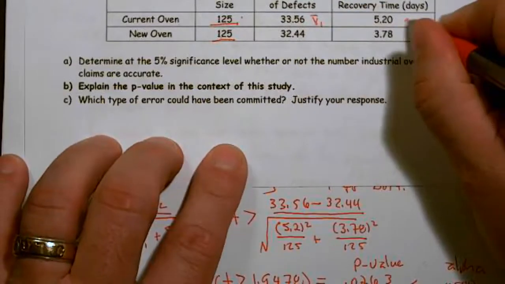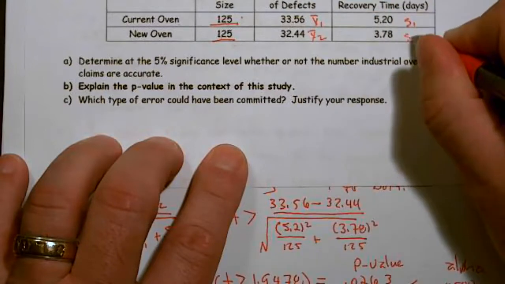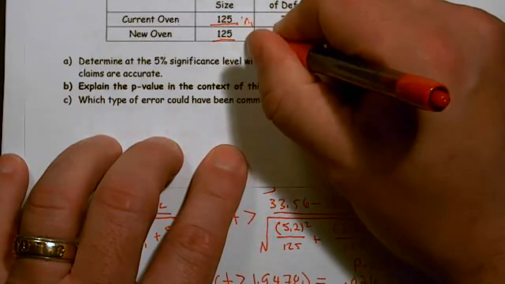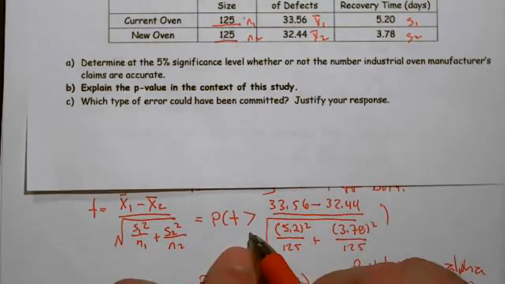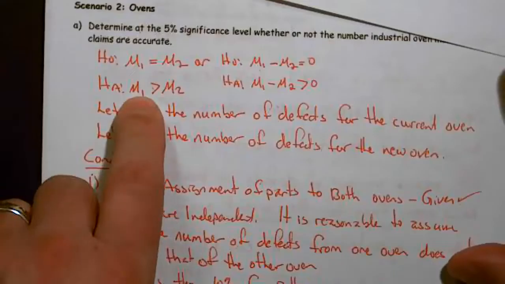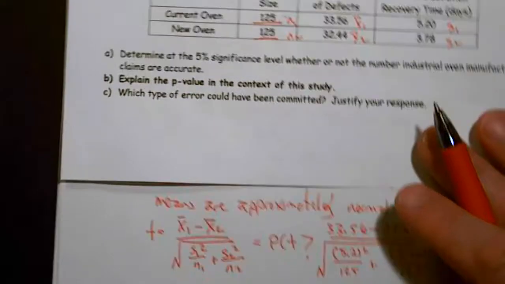This is going to be S1, X bar 2, S2, N1, N2, and I'm just going to be plugging into this formula, okay? Please note I'm using a greater than, and the reason I'm using a greater than is that's what I have for my alternative, okay? So make sure you're consistent there.